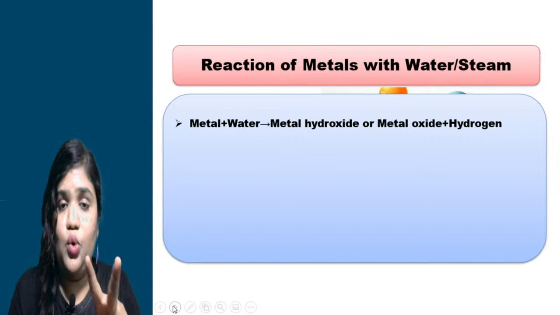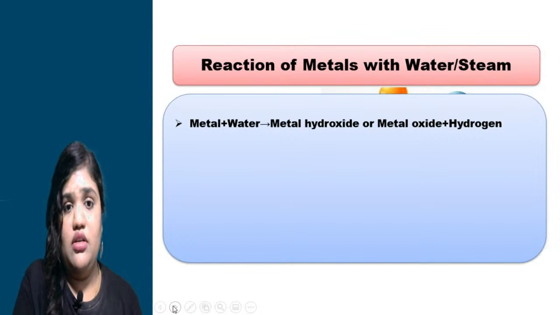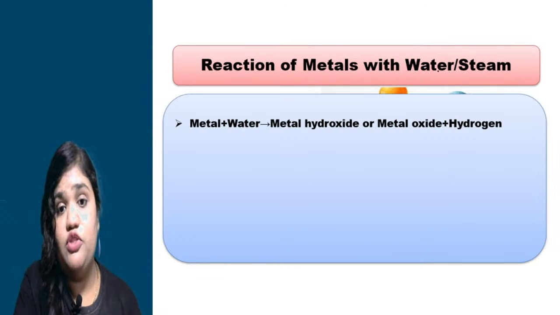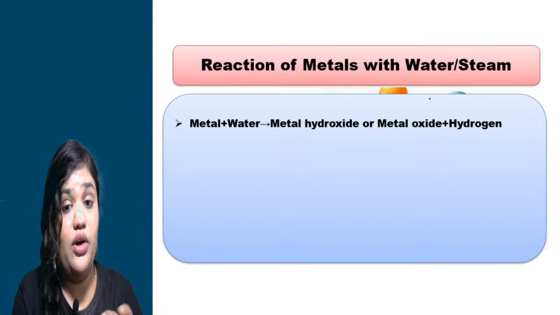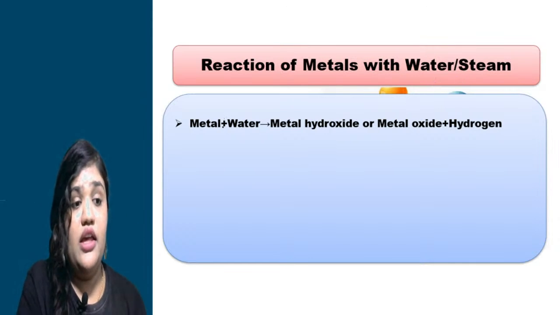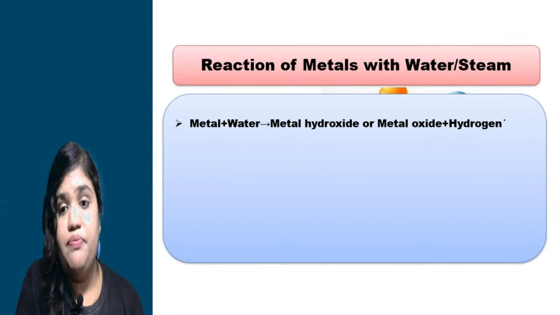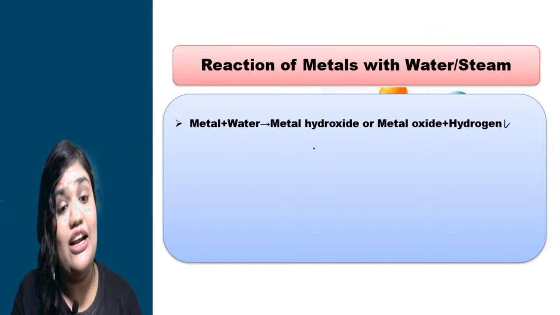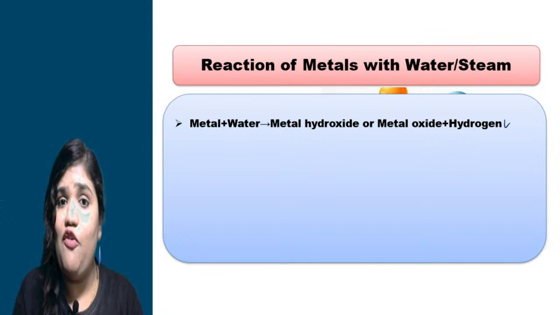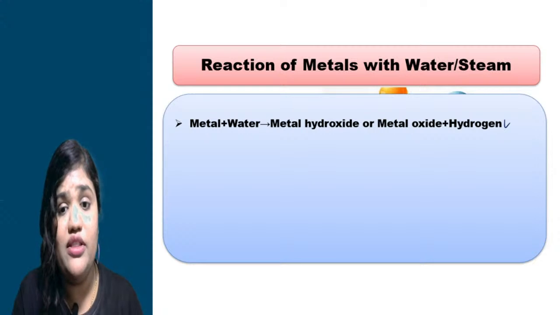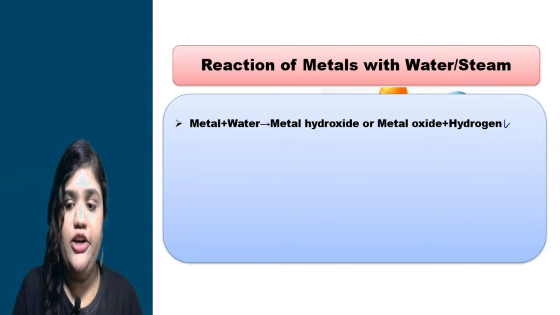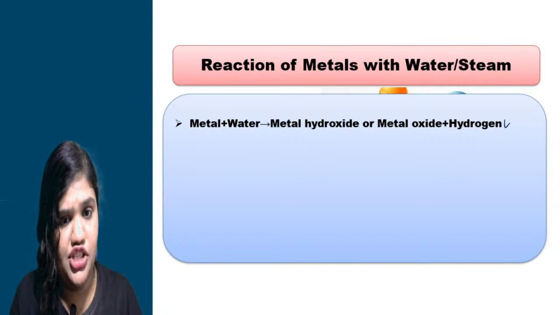Here two different things are involved. The reaction of metal with water is different, and the reaction of metal with steam is different. You have to understand the difference. As you can see over here, if a metal reacts with water, there is a formation of metal hydroxide, or a formation of metal oxide. Along with that, hydrogen and heat are also liberated in that particular reaction.